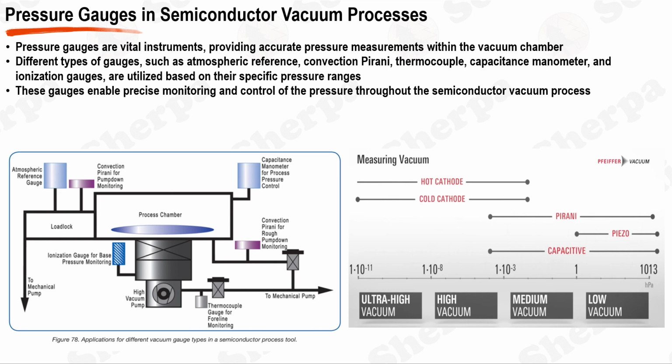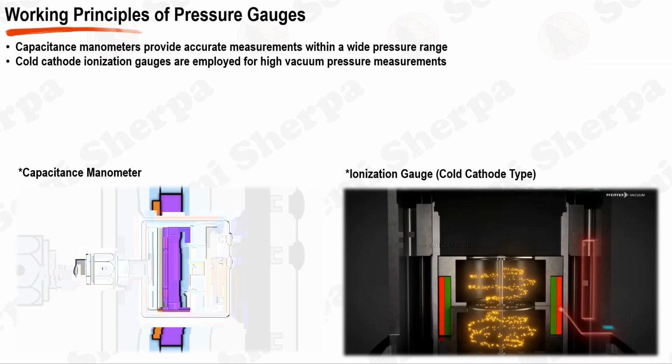These gauges cover a wide pressure range from 10 to the -3 to 10 to the -10 torr and operate based on changes in capacitance. Ionization gauges are employed for monitoring base pressure. They can measure pressures as low as 10 to the -10 torr by ionizing gas molecules and measuring the resulting ion current.